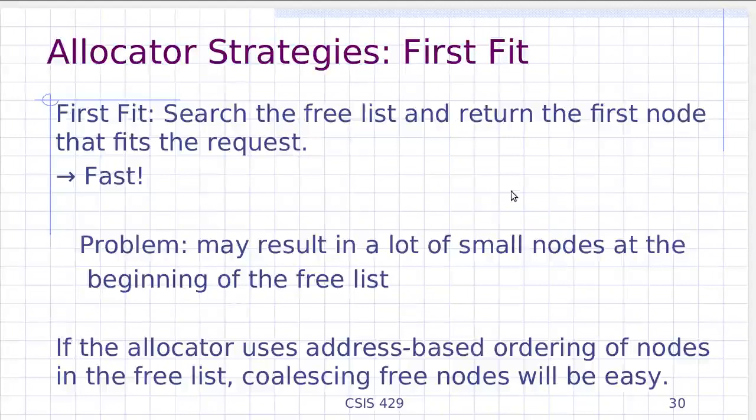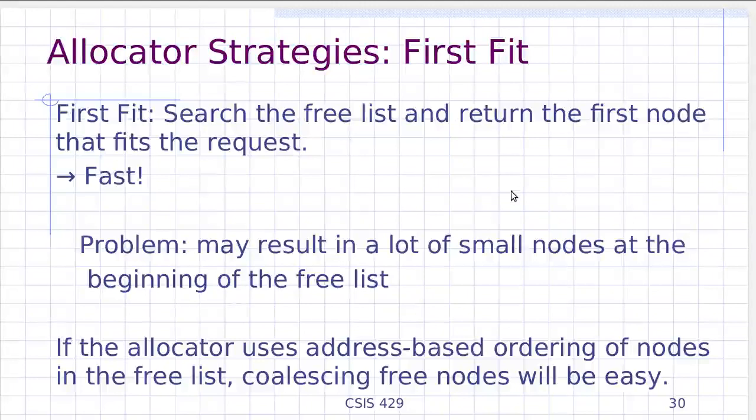So let's say we have this linked list of free nodes, and now we have to find a good way of searching that list of free nodes and returning one of them that will fit a request. The one that we will look at first is called first fit.